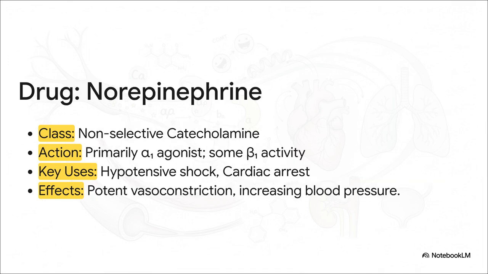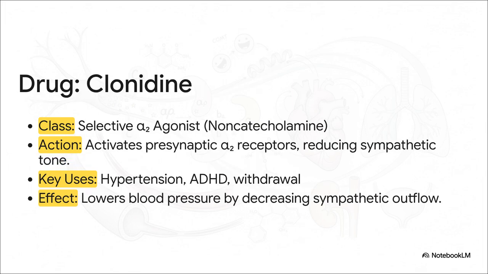Now, norepinephrine seems pretty similar to epinephrine at first glance, but there's a huge difference. Norepinephrine is an absolute beast at activating alpha-1 receptors, which makes it a super potent vasoconstrictor. But, and this is the key, it has almost no effect on beta-2 receptors. Since it can't open up the airways, its use is much more specific. It's really for things like severe hypotensive shock, where the number one goal is to crank up that blood pressure and fast.